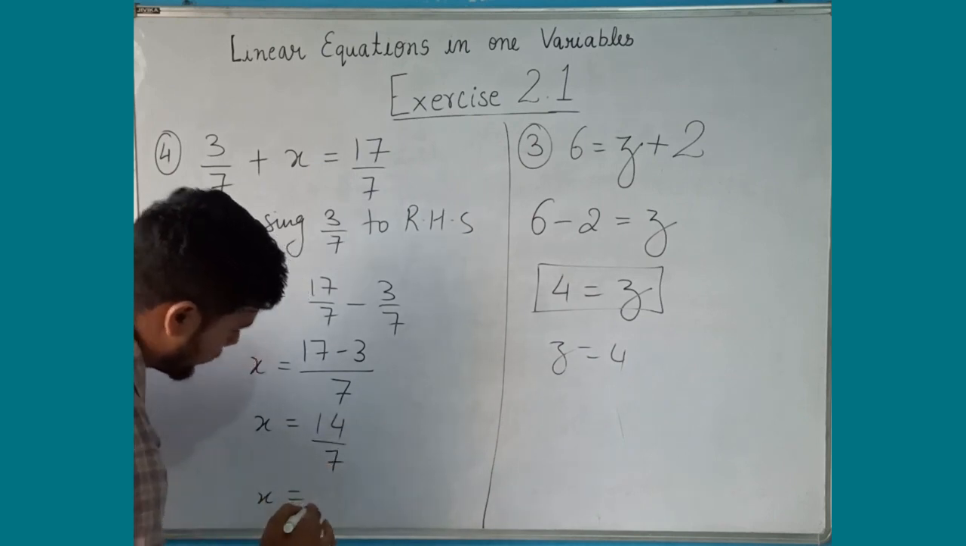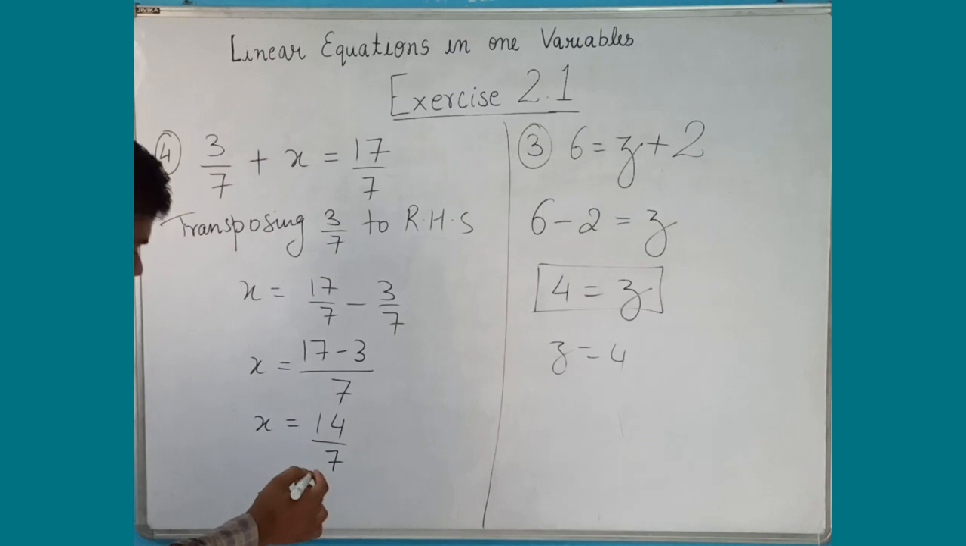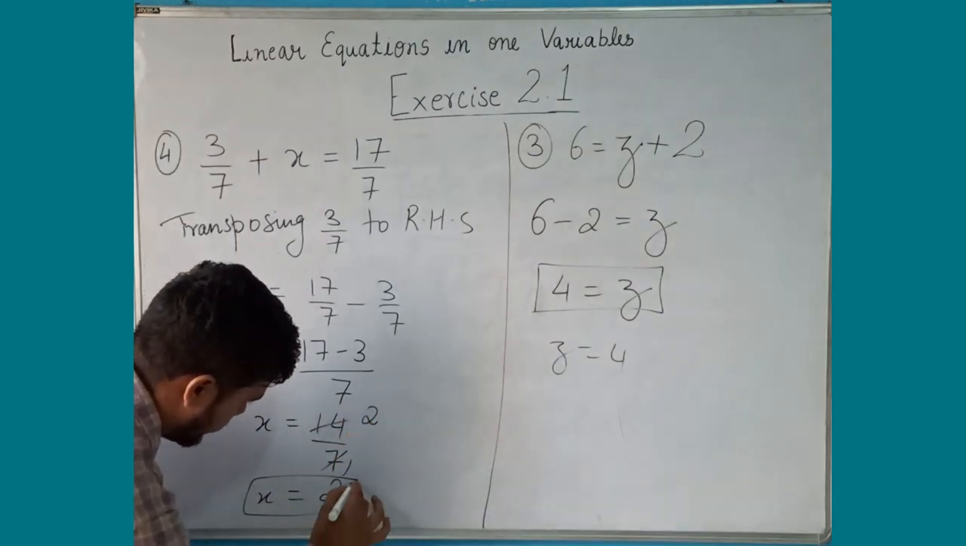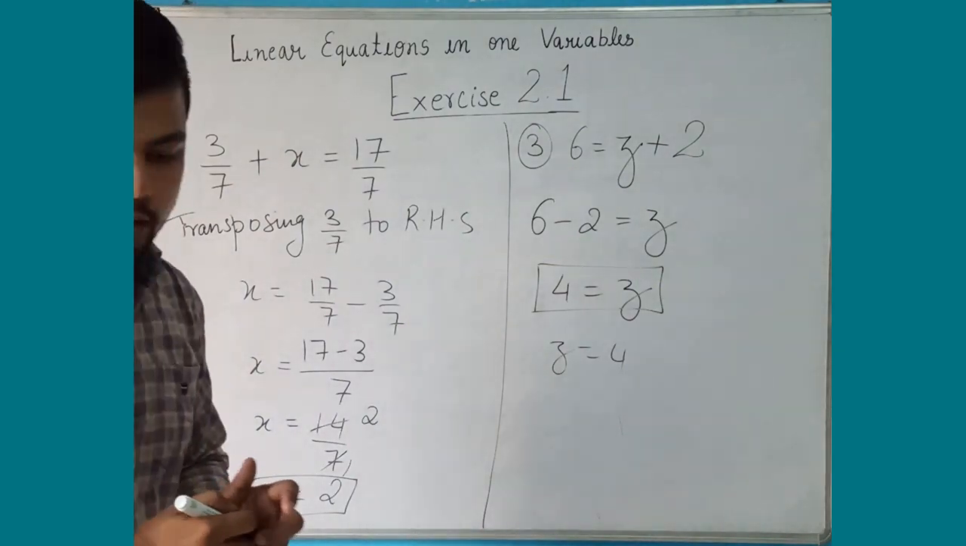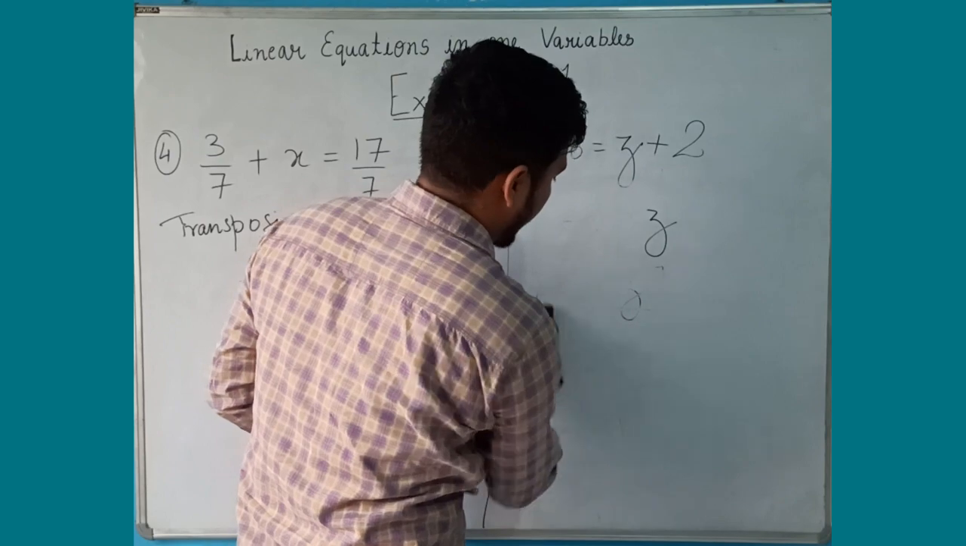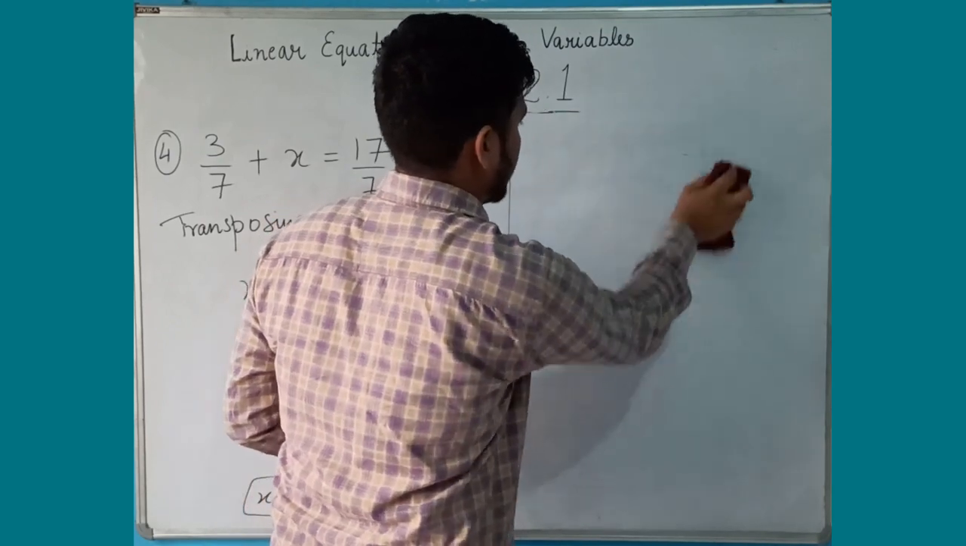Let's write this in the simplest form. 14 upon 7: 7 ones are 7, 7 twos are 14, so we have the answer as 2. This is the answer of this particular equation. The equation is satisfied when the value of x is 2.